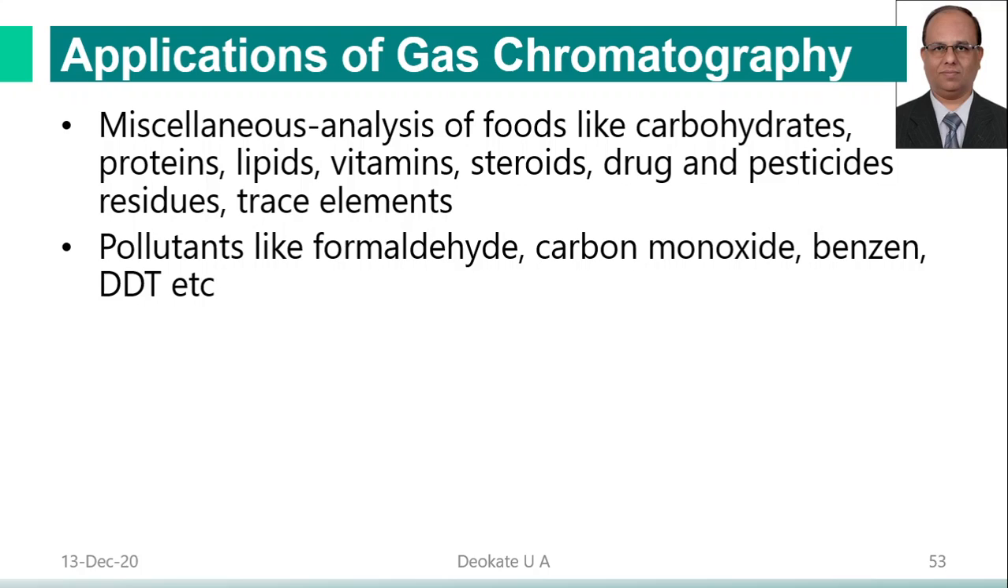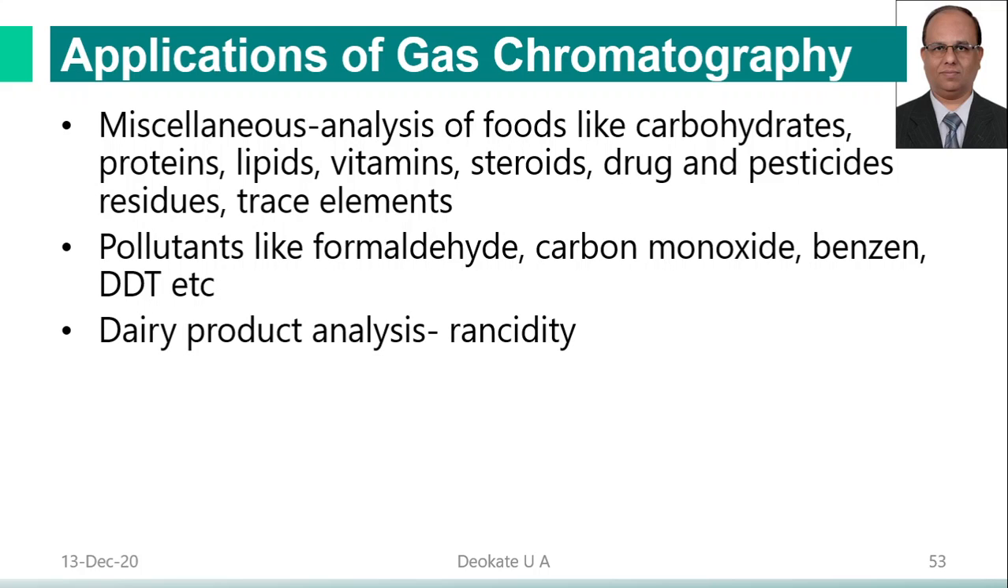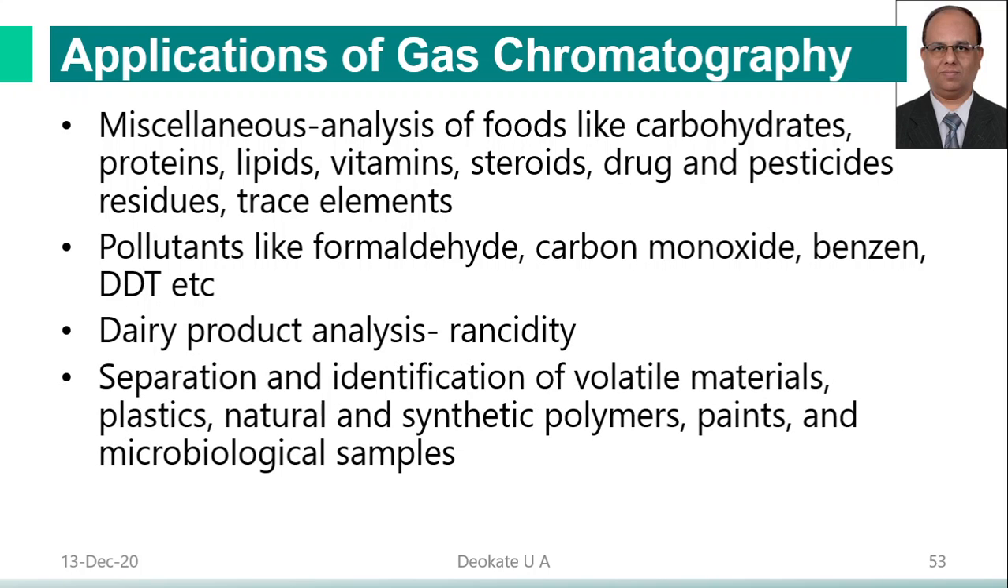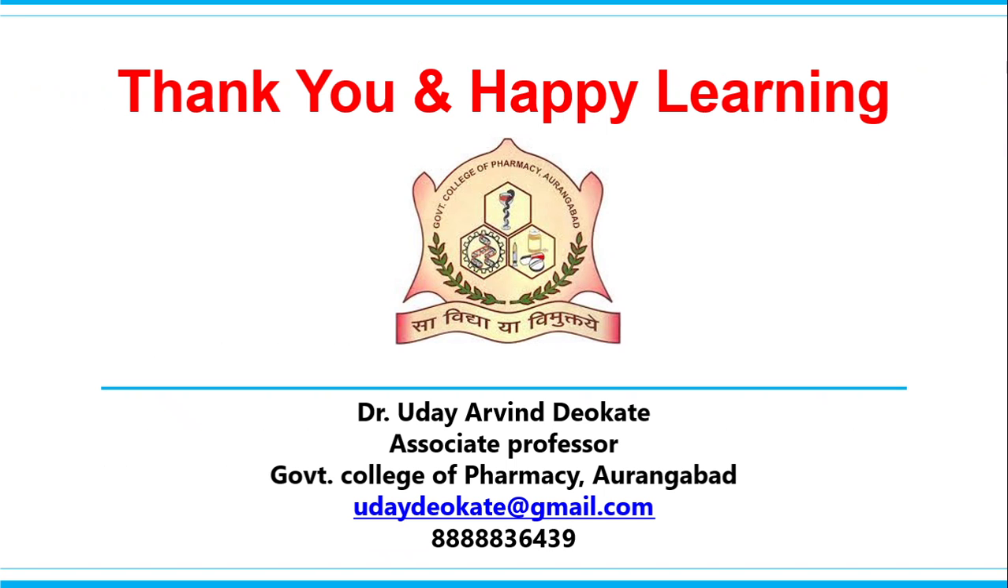It is also used in environmental science for detection of pollutants like formaldehyde, carbon monoxide, benzene, and DDT, etc. In the dairy industry, it is used for analysis of dairy products and finding rancidity. Separation and identification of volatile matters, plastics, neutral and synthetic polymers, paints, and microbiological samples can be done by using gas chromatography. In inorganic chemistry, it is also used for analysis of certain compounds.